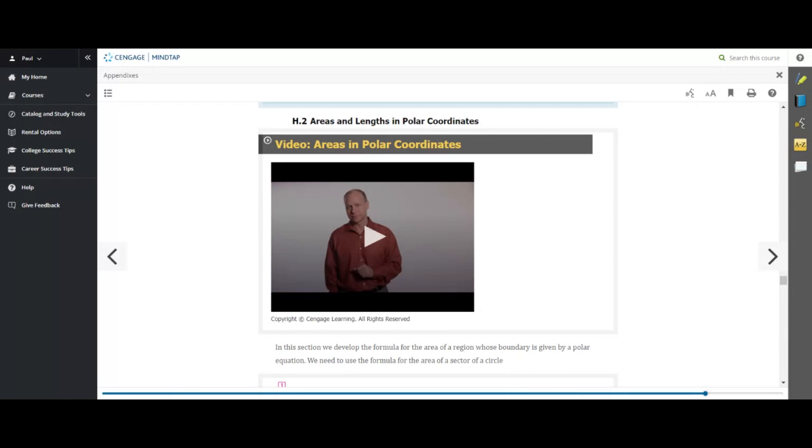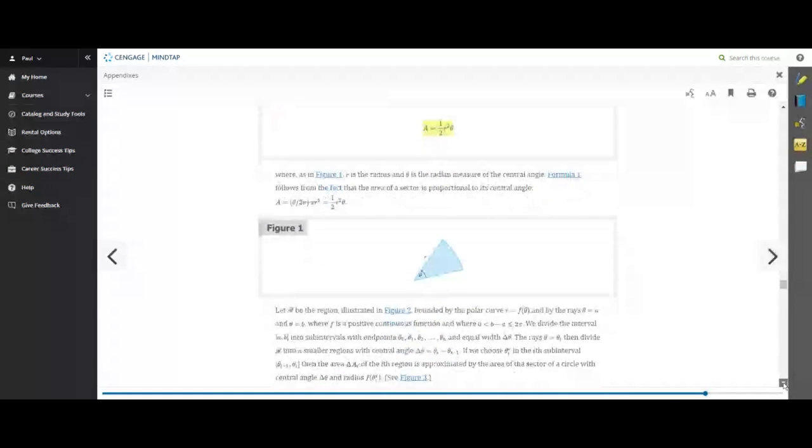Okay, everybody, we have reached our final section in Calculus 2, section H.2, areas and lengths in polar coordinates. We will focus on areas. Just like we want to find areas under a function y equals f of x from two limits, a to b, we also want to be able to find areas under polar curves from two limits.